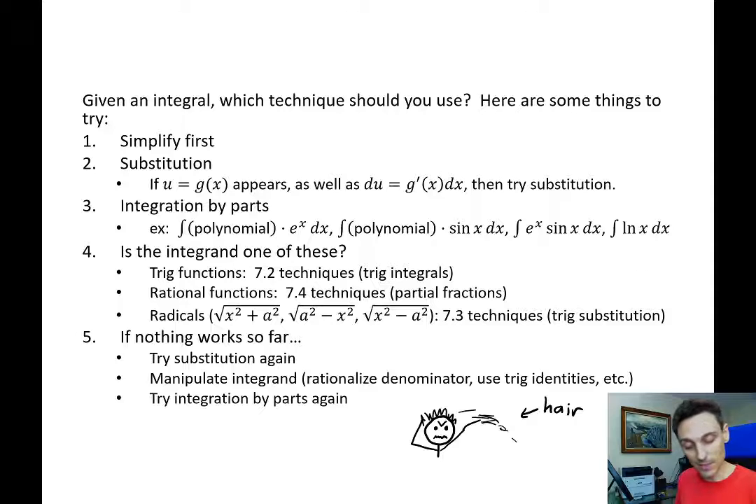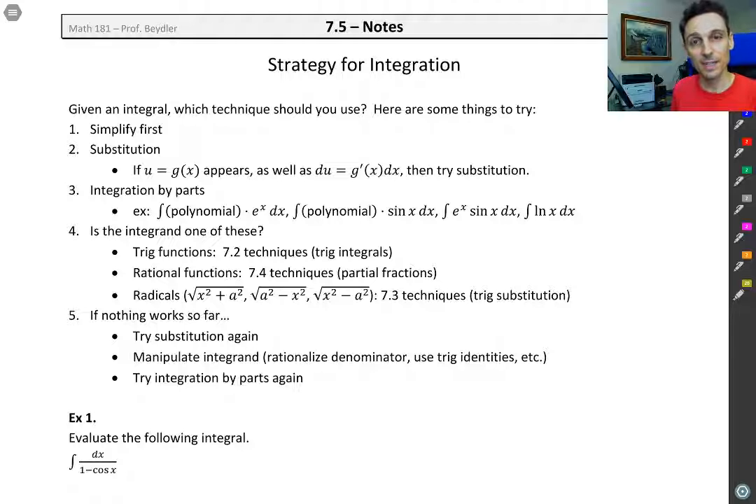Maybe try integration by parts again. You can try setting it up, switch the u and the dv, perhaps, and see if it works like that. Or after you take an integration by parts step, look at your new integral and see if it's doable, see if there's any other technique you could apply to it. So integration is more of an art form than a science, although it's a little bit of a mix of both.